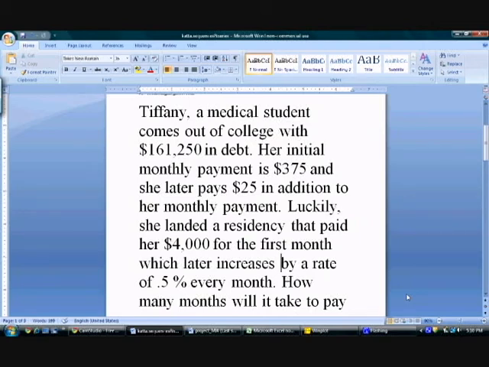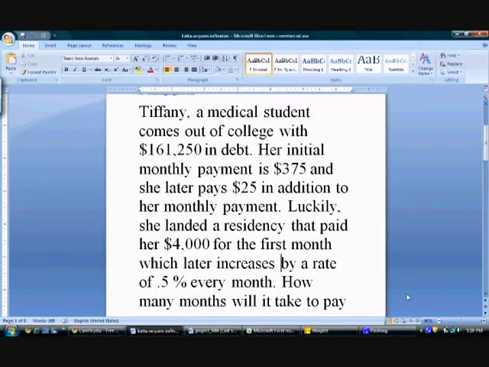Hello, today we're going to be looking at sequences and series, specifically arithmetic and geometric sequences and series. So let us look at this problem. Tiffany, a medical student, comes out of college with $161,250 in debt. Her initial monthly payment is $375 and she later pays $25 in addition to her monthly payment.